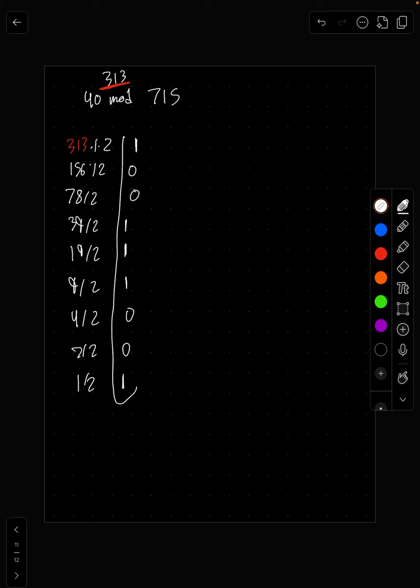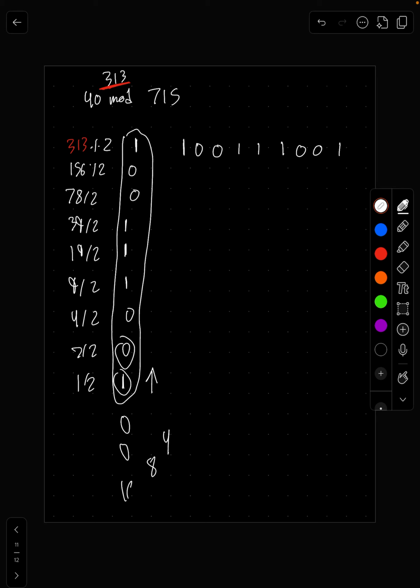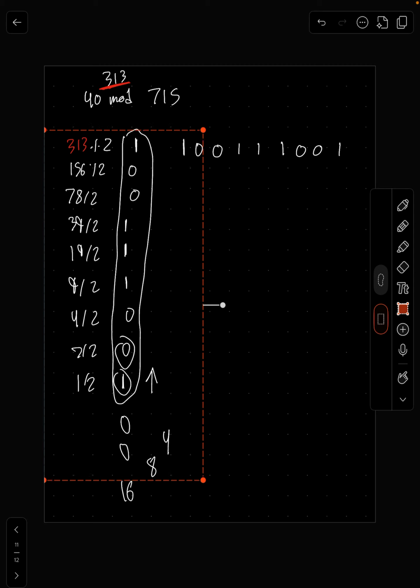So this is your binary number here, and you start writing it from the bottom. So you write this 1 first, and then this 0 next: 0, 1, 1, 1, 0, 0, 1. And if this was a shorter number, like if it was only 5, you would add zeros until it equals 4 or 8 or 16. But that's like a whole different thing. So anyway, this is the binary number that we got.